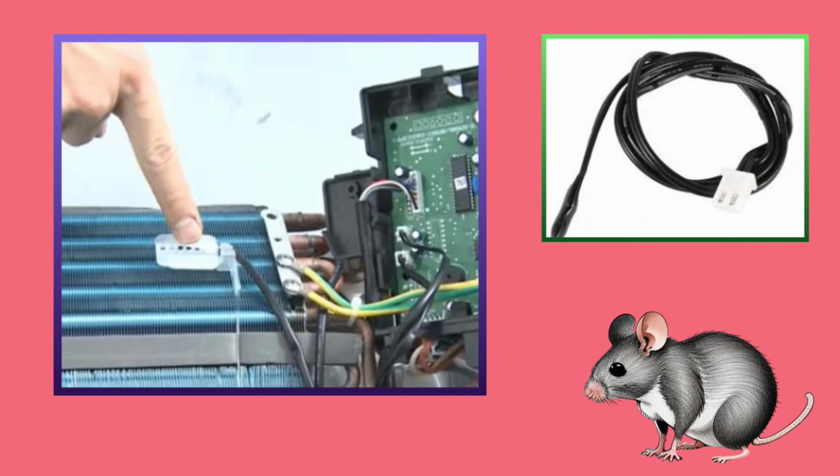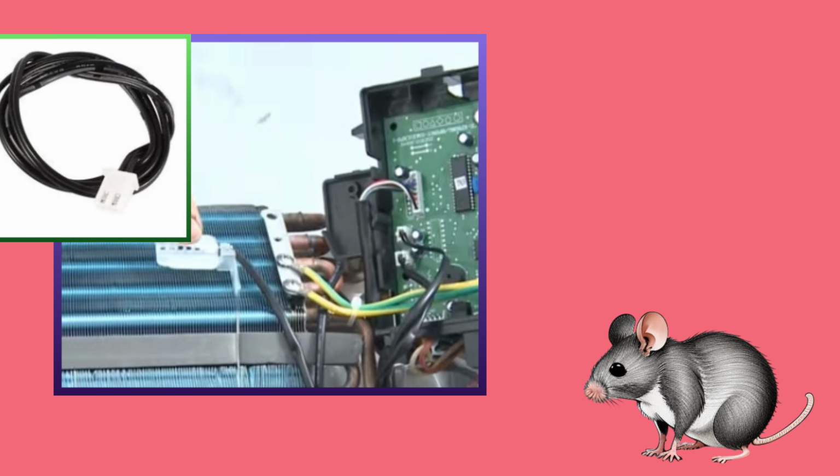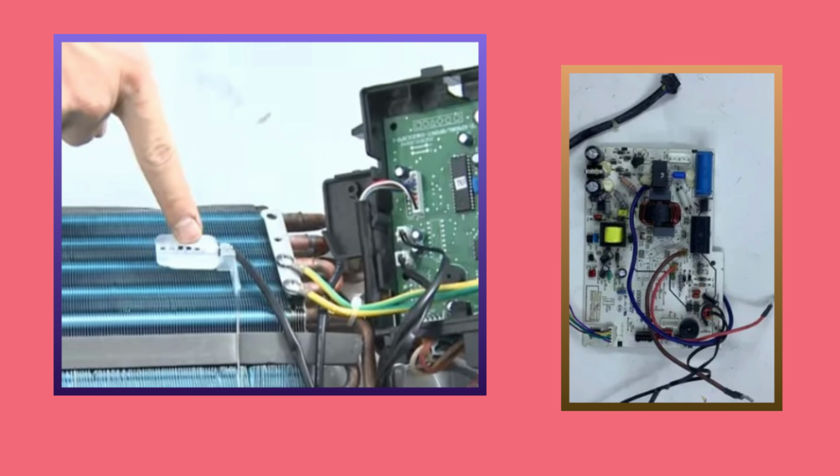And if the rat has not cut the wire of the room temperature sensor and still this error is coming, then look at the sensor connector in the PCB. This error also occurs due to a loose connection. Even if you remove the connector and reinsert it, this error will be fixed.